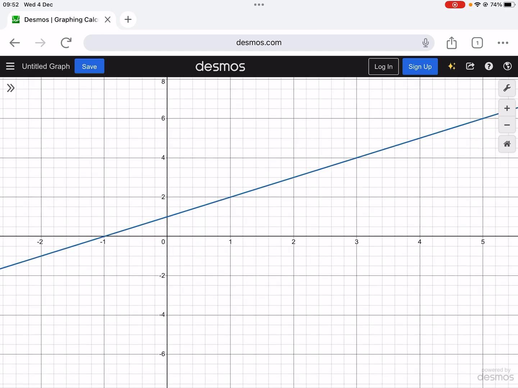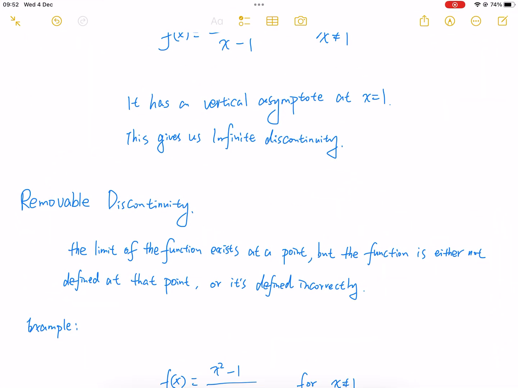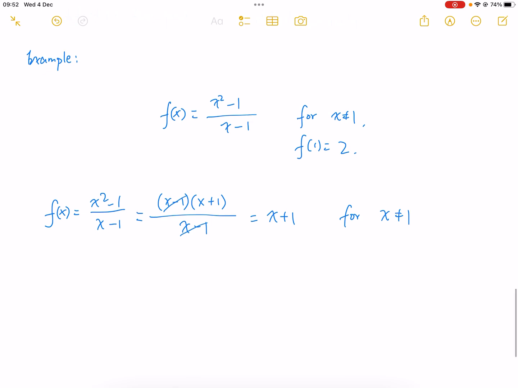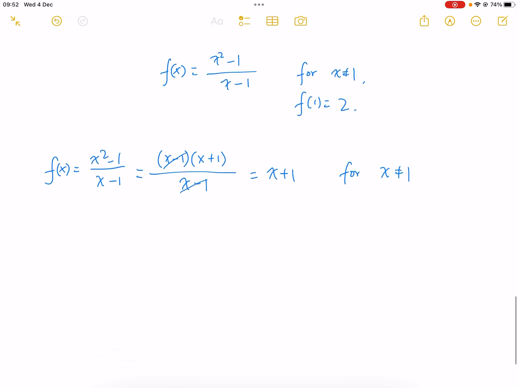So notice that the function is not defined at x equals 1 because the denominator is 0. The denominator is 0 at x equals 1, even though the limit of f of x as x approaches 1 is 2. The function has a hole at x equals 1 because it's not defined there.